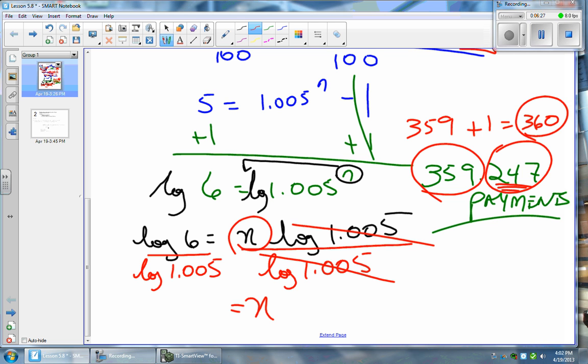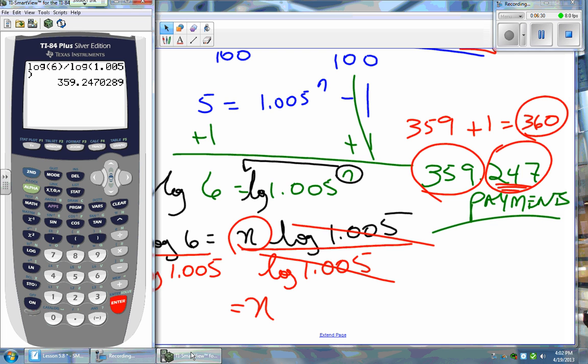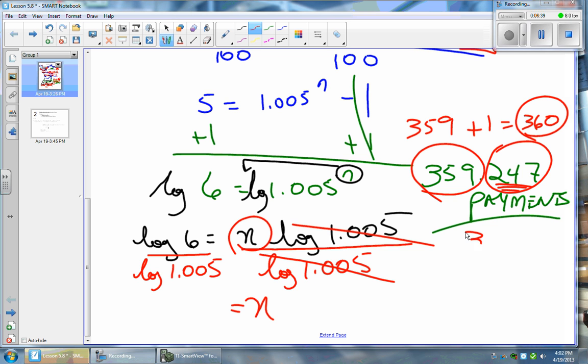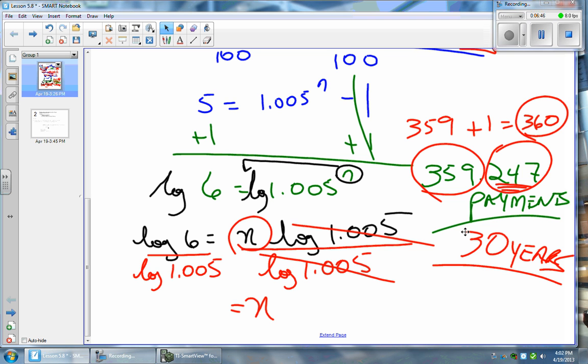How many years is that? Let's bring up that calculator. 360 payments, you're doing monthly, divided by 12, works out to be somewhere in the neighborhood of 30 years. 30 years at 6% interest, then you're finally going to get about $100,000, which means if you're 18 now, by the time you're 48, and you hope that it's 6% interest, you should have $100,000. That's a pretty good chunk of change.